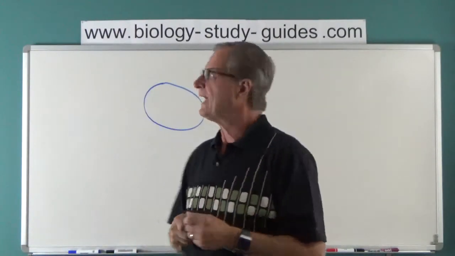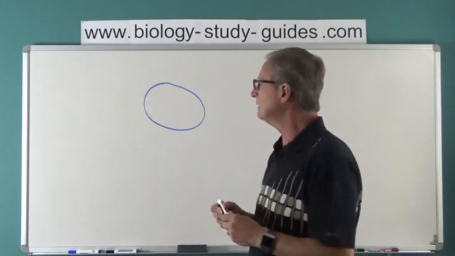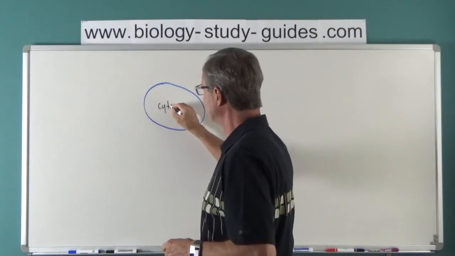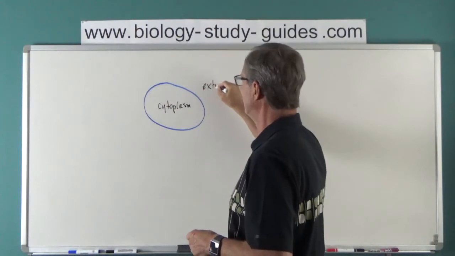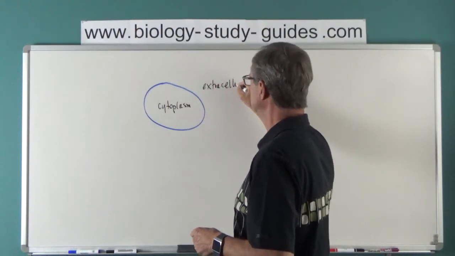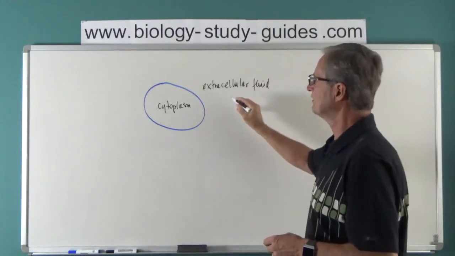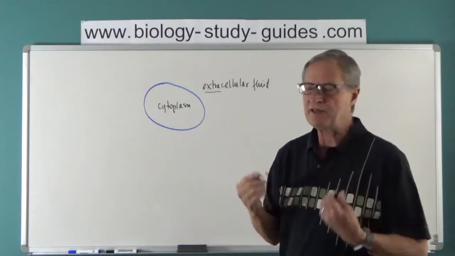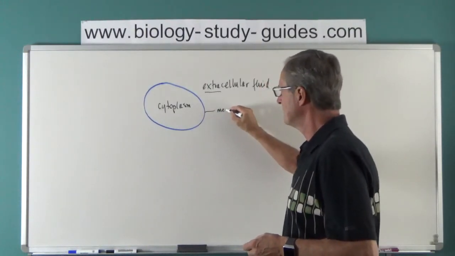On the board right now I've represented what we can call a cell. There's the cytoplasm here. Extracellular fluid here. Extracellular fluid just means the fluid around the cell. Our cells are bathed in fluid all the time. This blue line is actually the membrane.